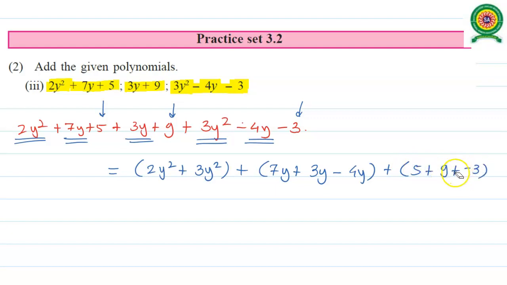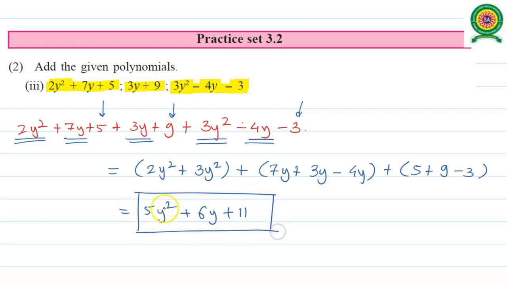After simplifying, 2 plus 3 becomes 5, so we get 5y square. Now 7 plus 3 is 10, 10 minus 4 is 6, so we get 6y as it is. 5 plus 9 becomes 14, 14 minus 3 is 11, so the constant becomes 11. So the addition of the given polynomials is 5y square plus 6y plus 11.